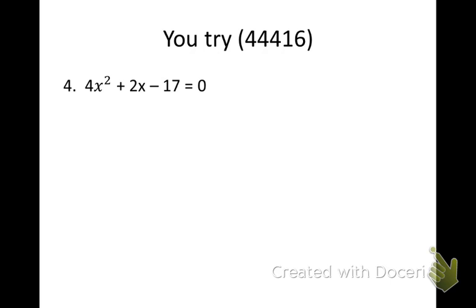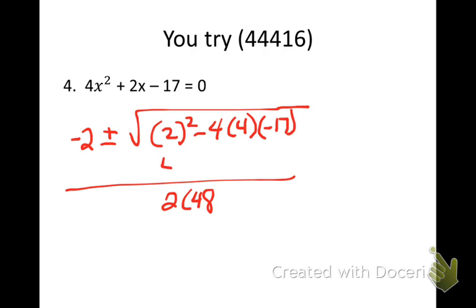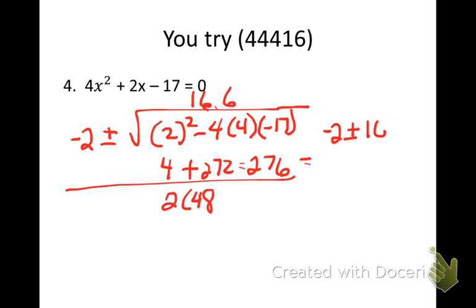And our last example. Again, it is already set equal to 0. So it's going to be negative 2 plus or minus the square root of 2 squared minus 4 times 4 times negative 17, all over 2 times 4. So we have 4, and then two negatives make this plus, and this will be 272. Add them, you get 276. Take the square root of 276, you're going to get 16.6.